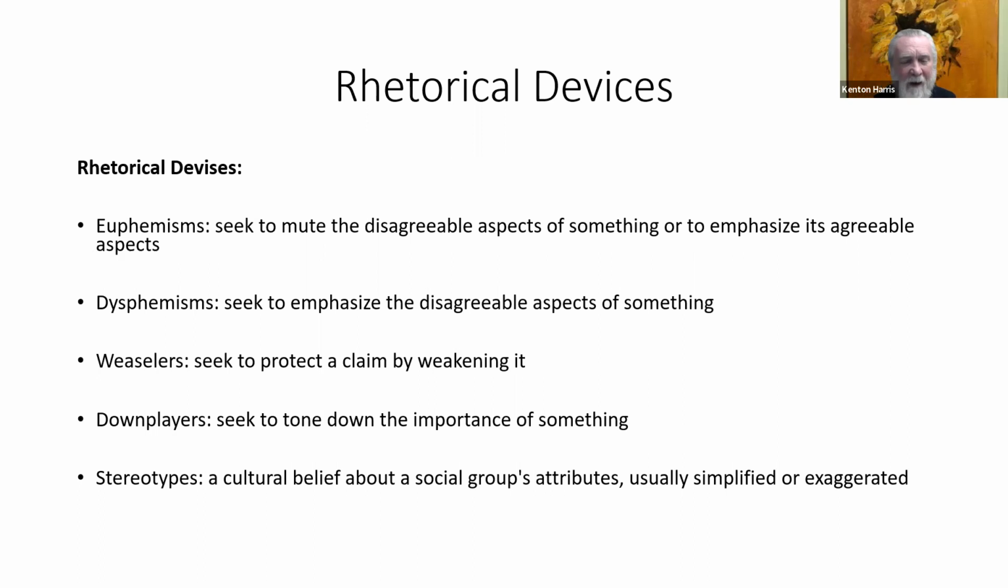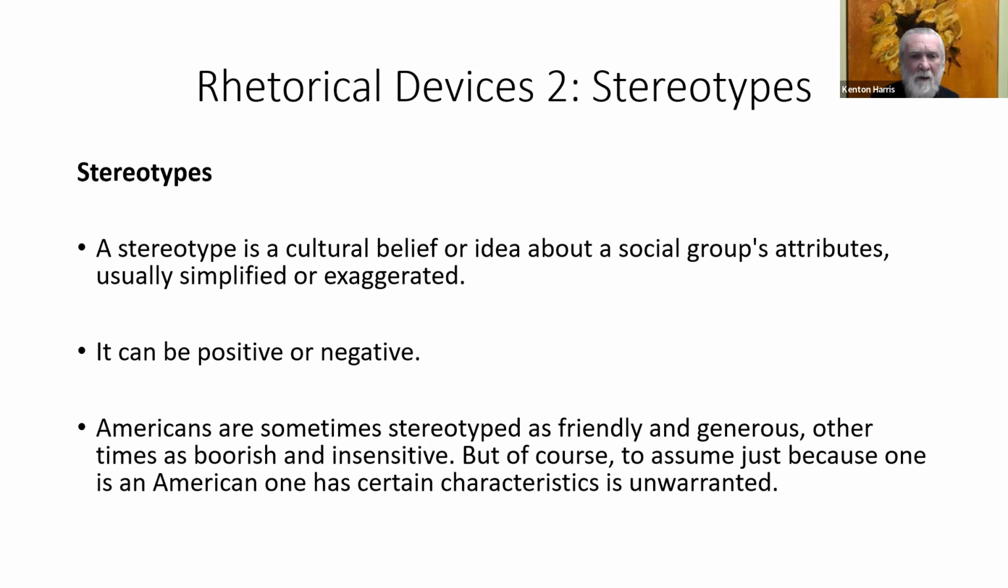The final of the first five we're looking at is stereotypes. And again, these are cultural beliefs about a social group, which attribute to them characteristics that are simplified or exaggerated. These can be positive or negative. Americans are sometimes stereotyped as being friendly and generous, positive, or as boorish and insensitive, negative. But of course, to assume that just because one is an American, one has certain characteristics is unwarranted.